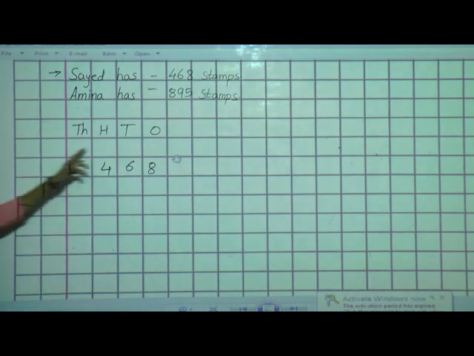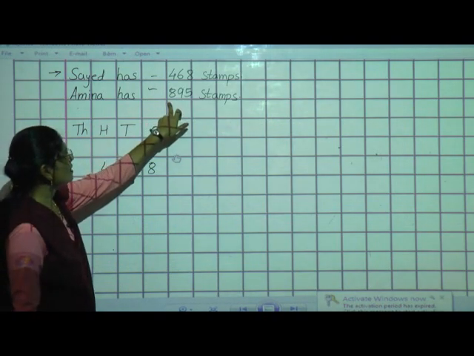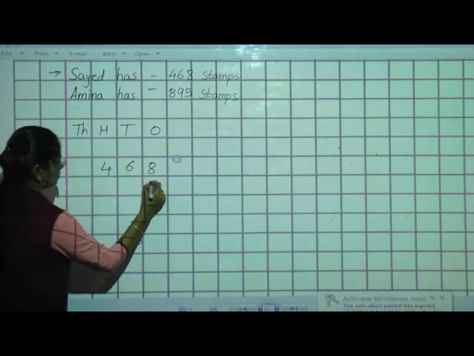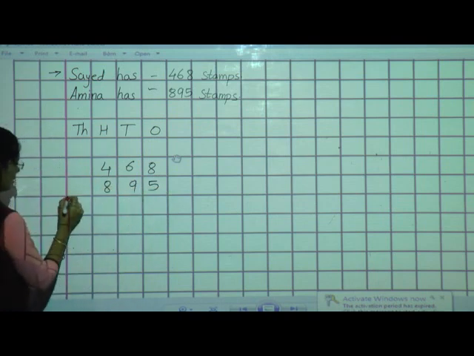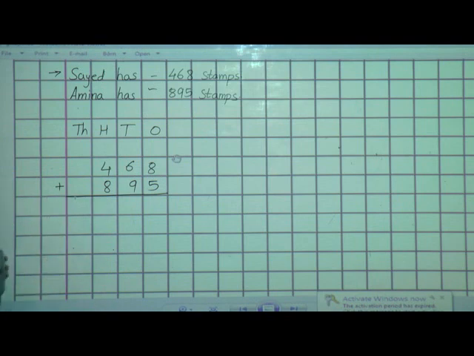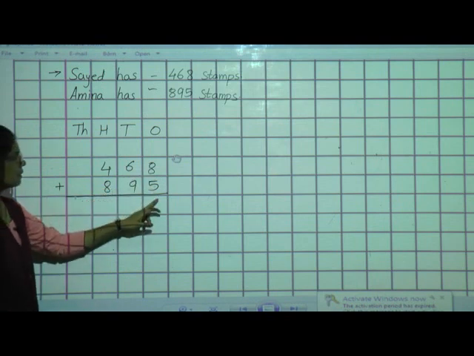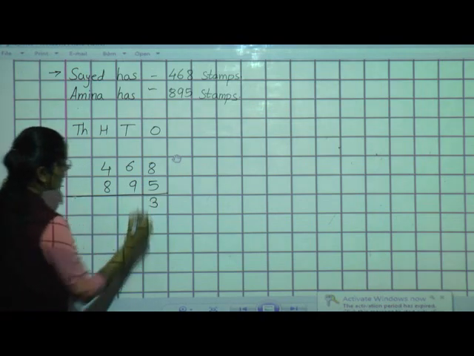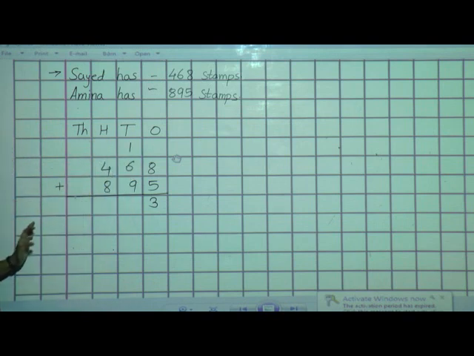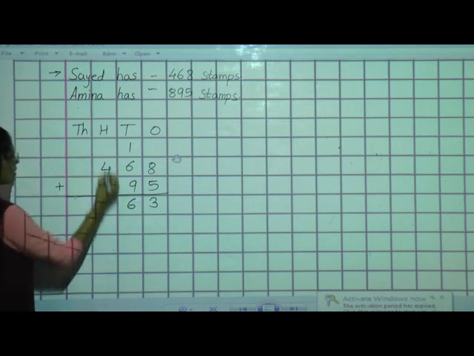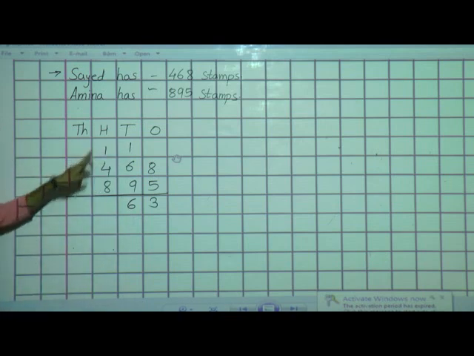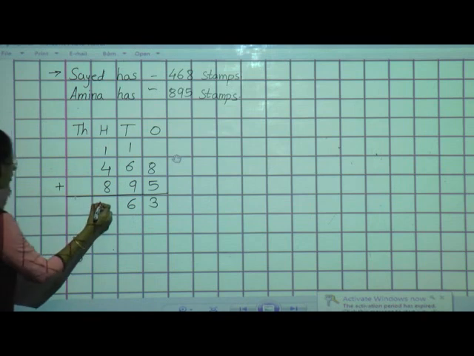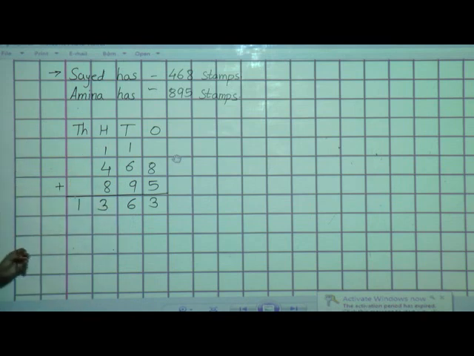Then how many stamps does Amina have? She has 895. Now we will add these two numbers. 8 plus 5, 13. So we will write 3 here and give 1 as a carry. Now 1 plus 6, 7, 7 plus 9, 16. So here we will write 6 and give 1 as a carry. Now 1 plus 4, 5, 5 plus 8, 13. No number is there, so directly we can write 1 here.